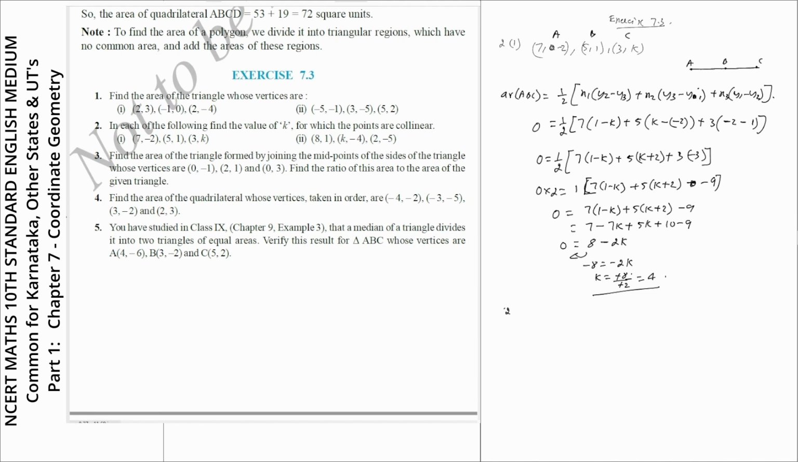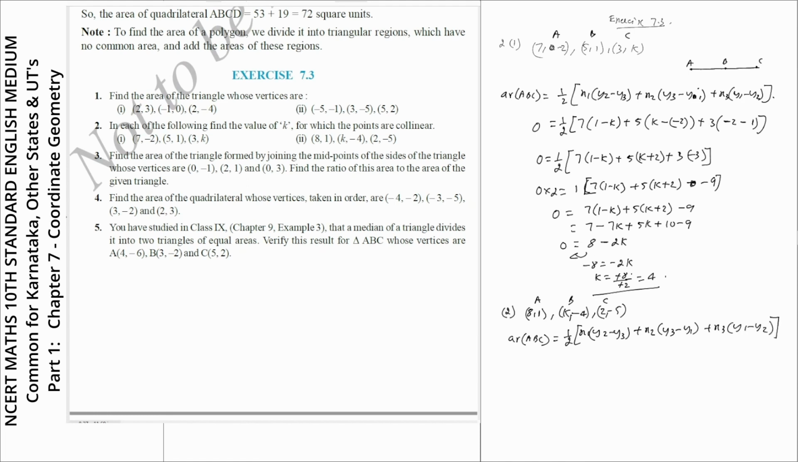The second question. I'll take the points as A, B, C. So now area of triangle ABC is given by half into, write the formula first, x1 into y2 minus y3 plus x2 into y3 minus y1 plus x3 into y1 minus y2.